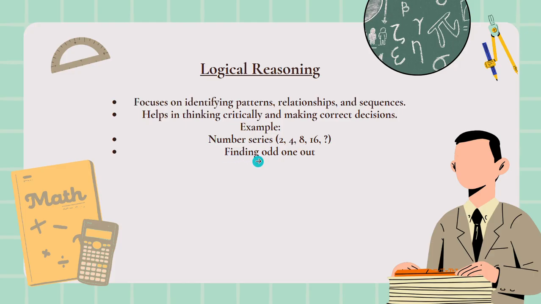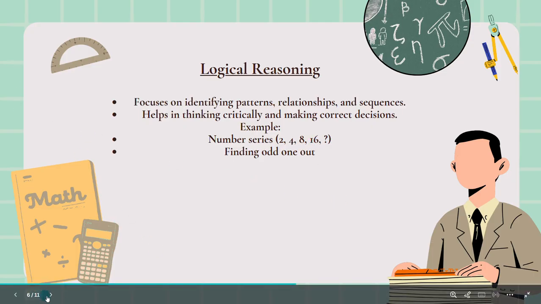Okay. So next we have finding out the odd one. So we'll be having certain kind of numbers. So we can say 2, 4, 8, 16, and next will be 21. What will be the odd one? Of course it is 21, because it is not even as well as it doesn't have any connection with these four numbers. Okay, I hope you got about this logical reasoning.